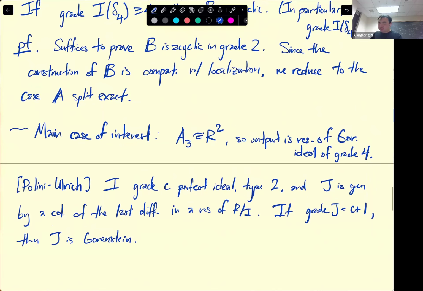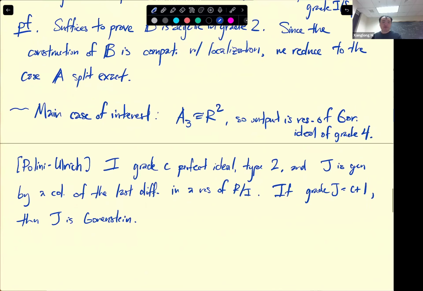So then a follow-up question is, to what extent is this construction reversible, right? Do you get all grade C plus 1 Gorenstein ideals in this manner? I'll point out right now that if you take C to be 2, then the answer is certainly no, because, let's say you start with a grade 2 perfect ideal of type 2, then the Betti numbers of R mod I must be 1, 3, 2. It has to be a resolution of the form R2 to R3 to R. But then in that case, you see immediately that a column of the last differential is generated by at most 3 elements. So if it has grade 3, then it's going to be a complete intersection. So indeed, it is Gorenstein, but you're only getting complete intersections in that case. You're certainly not going to get all Gorenstein ideals of grade 3 by this construction.